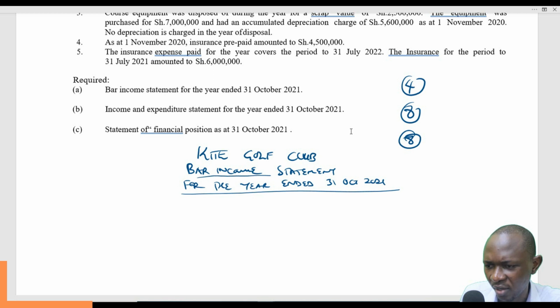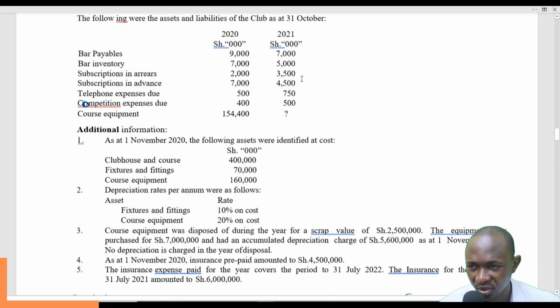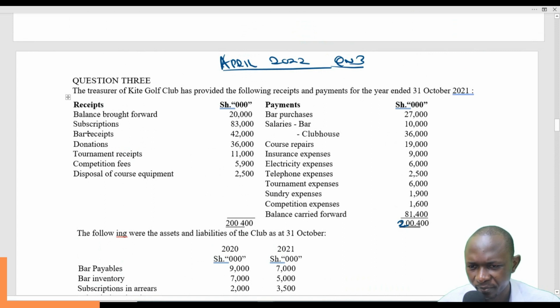As usual, I'll have my 3 columns. So this is an income statement. So shillings, shillings, shillings, and I will restrict the zeros like that. Then I'll start with the sales. As usual for a trading account, we start with the sales. We check the bar receipts 42,000. Let's see if there's any other receipt. These are the receipts, these are the payments. So bar receipts we have 42,000.